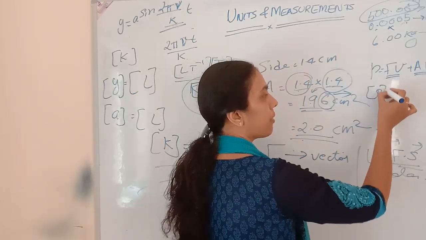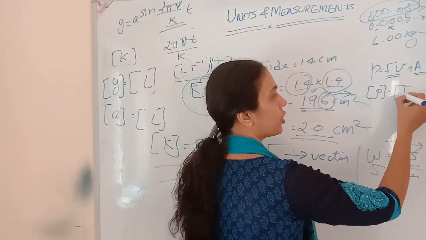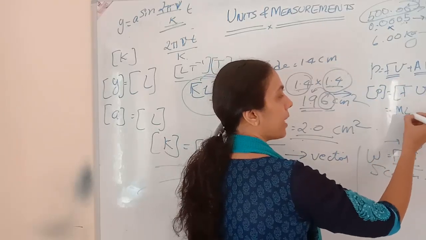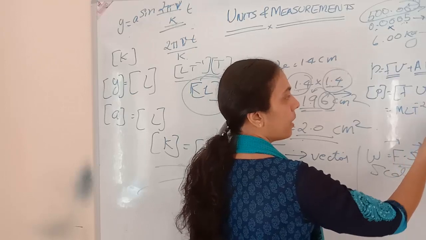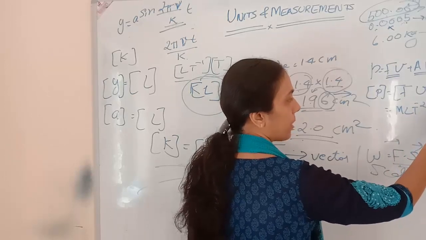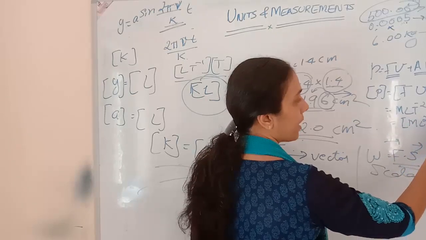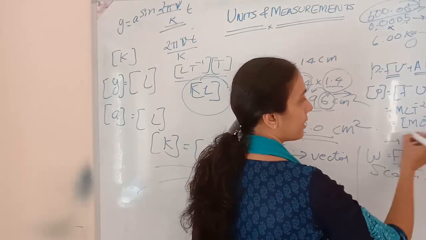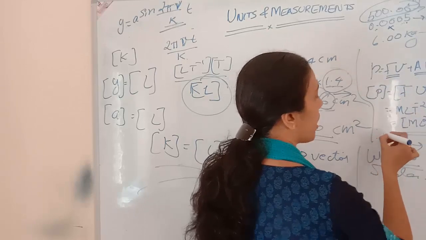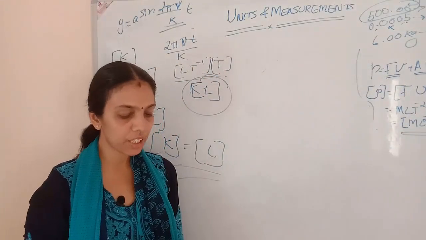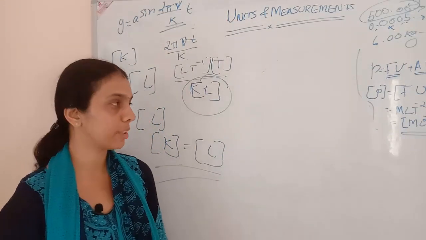So the dimension of power will be equal to the dimension of F into V. So what is the dimension of F? MLT to the power minus 2 into LT to the power minus 1. So we will get the dimension ML squared T to the power minus 3. This is the dimensional formula for power. Okay. Next is, check the dimensional validity of the above equation.